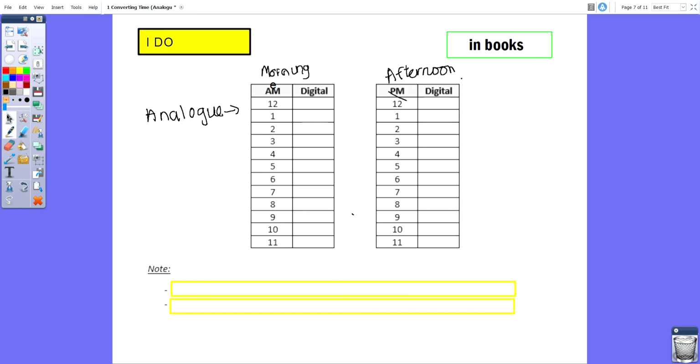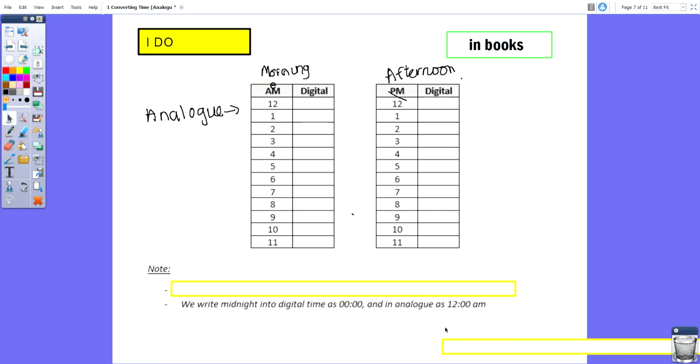So let's start off with midnight in digital time. So midnight is almost like the beginning of the day for a lot of people. It's where it starts, and that's why we have the 4 numbers as 0000. So that means it's the very first hour we're looking at is where the time resets. So midnight in digital time is 0000.